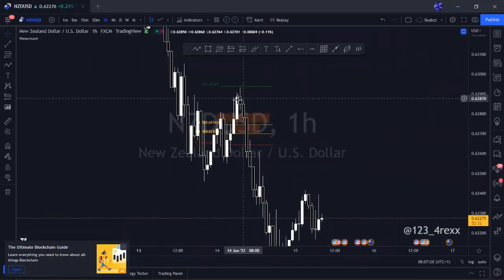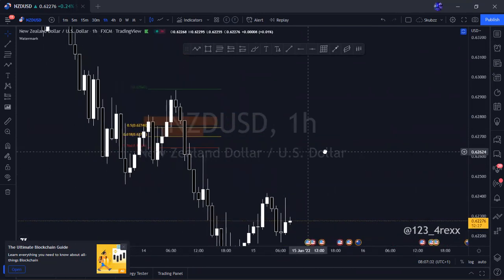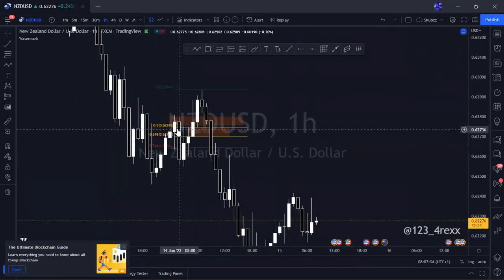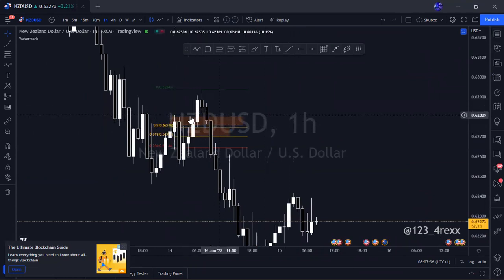GBPNZD, still the same thing. But yesterday I told you guys to watch how price behaves around this area. That's the golden ratio of the NZD and then the structure that was broken. And as you can see, we had a perfect breakthrough. The thing did not even react there.